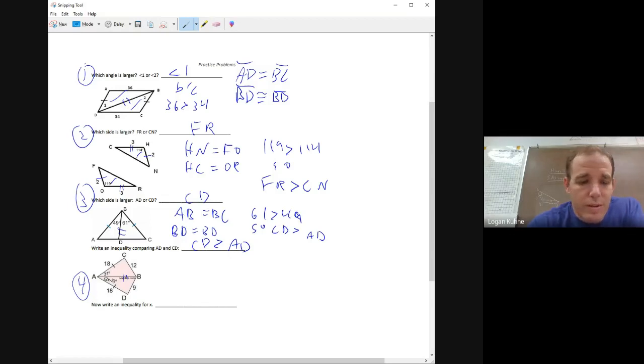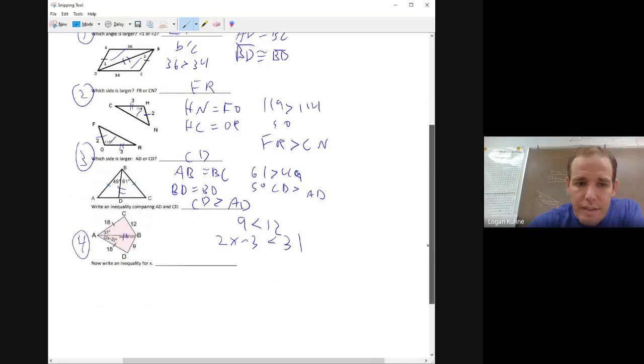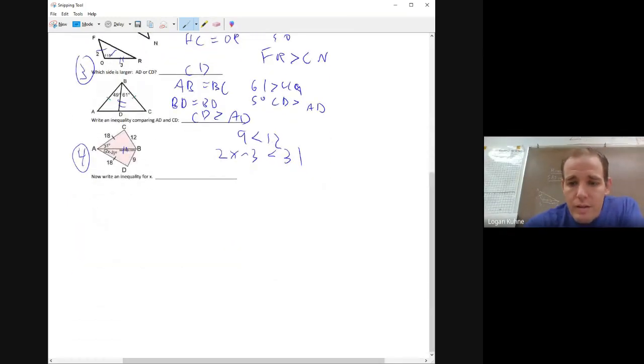Yep, way to go. Emma's the quickest of the draw there. Yeah, 12 is bigger than 9. I'm gonna put 9 is less than 12. That means 2x minus 3 has to be less than 31. Okay, so now we actually have to solve it. Do some algebra. Put your answer in the chat, please.